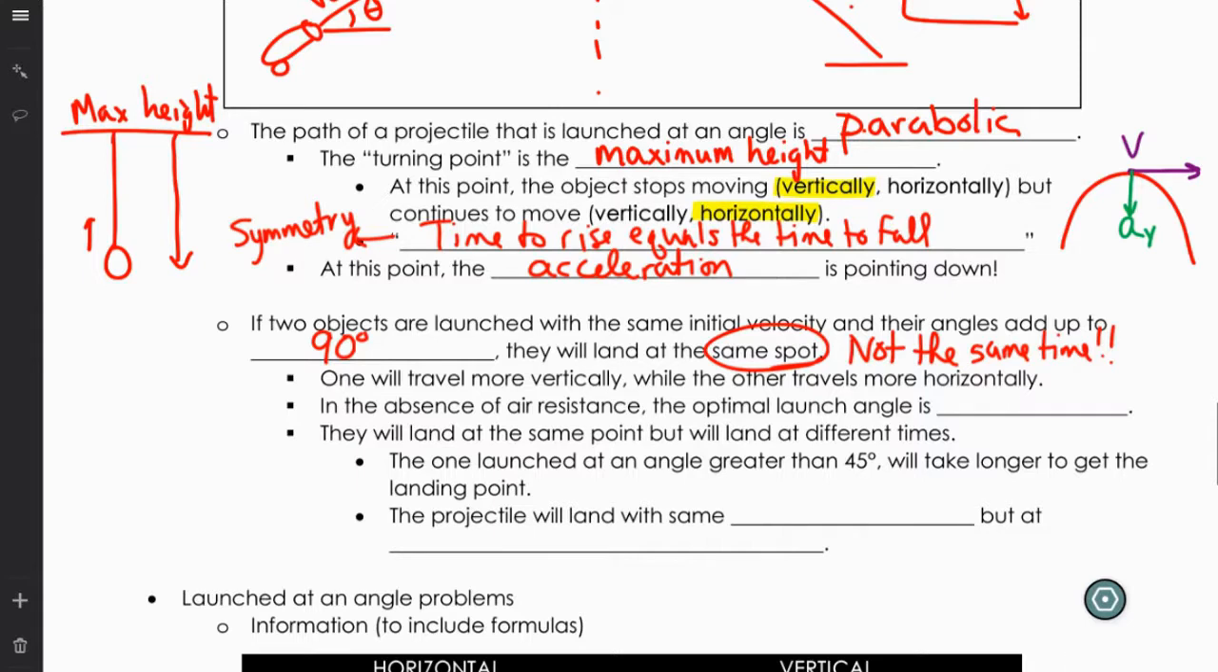In the absence of air resistance, the optimal launch angle is 45 degrees. And if you talk to anyone in field artillery in the military, they'll probably say 37 degrees, because that's when you factor in air resistance. The one launched at an angle greater than 45 degrees will take longer to get to the landing point. The projectile, again, will land with the same range or horizontal distance, but at different times.